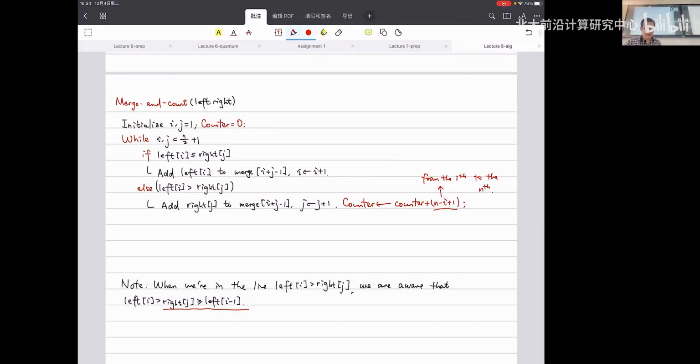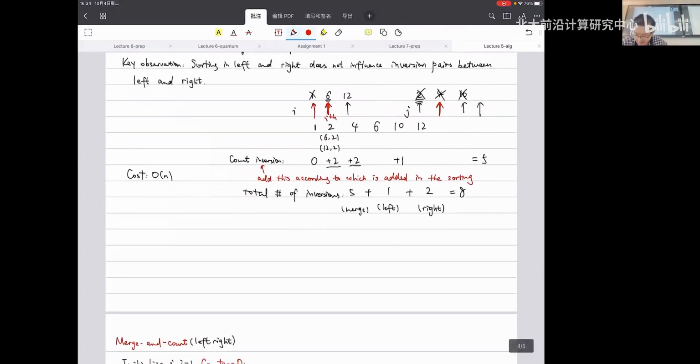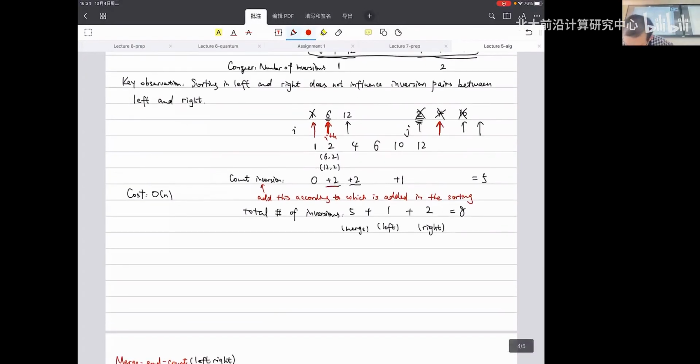And actually, the ith is larger than that. Because the left-hand side is sorted, if the ith element is larger than the current element you added from the right-hand side, so does the I plus 1, I plus 2, until n. And that is exactly the number we need to add to the counter here. And that is the reason why we actually add a plus 2 here, and actually a plus 2 here.